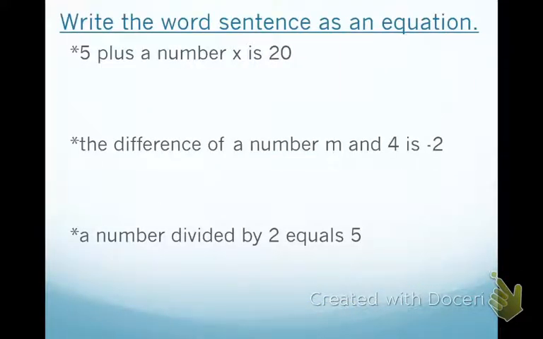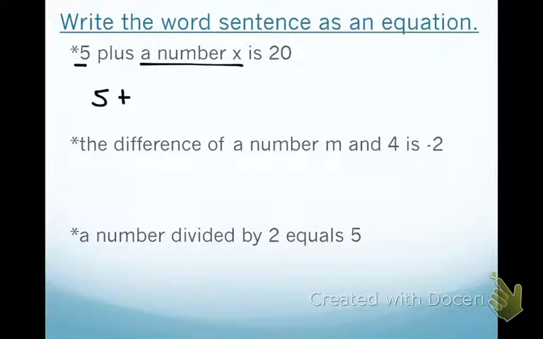So let's just read from left to right. This is asking us to come up with an equation from these words. It says 5 plus a number x is 20. So we're going to rewrite that. So first up, you're just reading from left to right. I'm going to start with my first number, 5. What does this mean, class? An add. So I'm going to put plus, and then it says a number x.